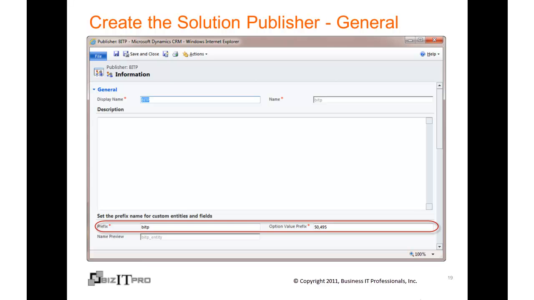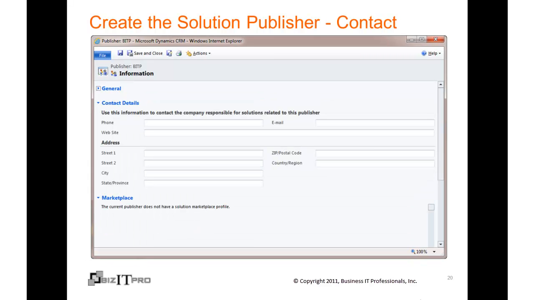When we create the solution publisher, the General tab contains a few items of interest. Of course, we must have the display name, as well as the schema name that will be used under the covers in CRM. Next, we want to pay attention to the prefix names for entities and fields, as well as the option value prefix. We've discussed this earlier, but this is where this is configured.